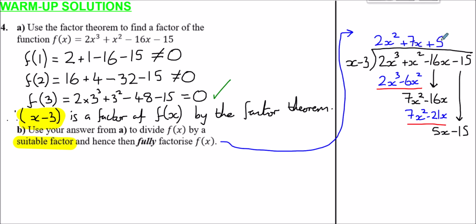Now we multiply. 5 multiplied by x minus 3. 5 times x is 5x. And 5 multiplied by minus 3 is minus 15. And what do you know? When we do this subtraction now, we'll have 0, no remainder, which is what we'd expect, of course, because we knew from part A that x minus 3 is an exact factor of what we're dividing.